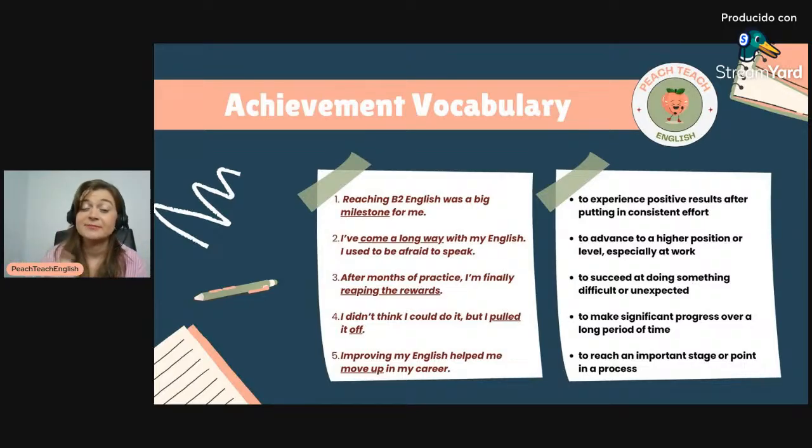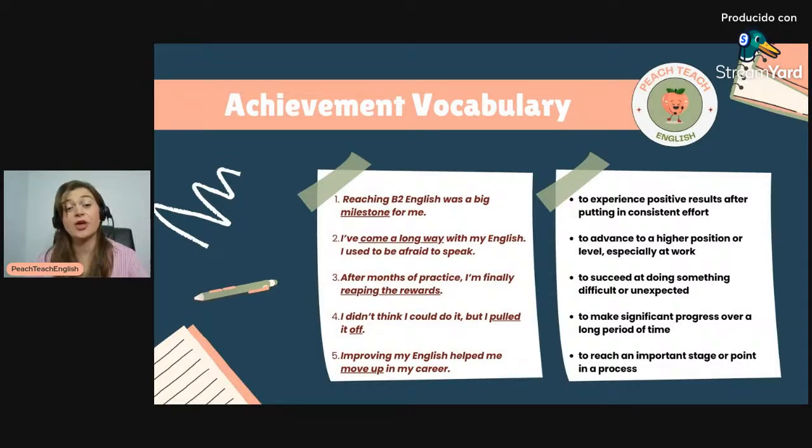Okay, we only have one left, so it's probably obvious which one it is. So this is going to be to advance to a higher position or level, especially at work. Maybe you start out as the assistant, and then you move up to manager. So you're growing in your career, you're receiving a higher position. This is moving up.